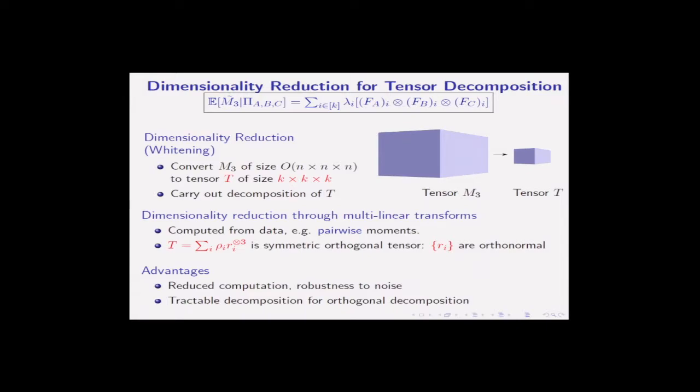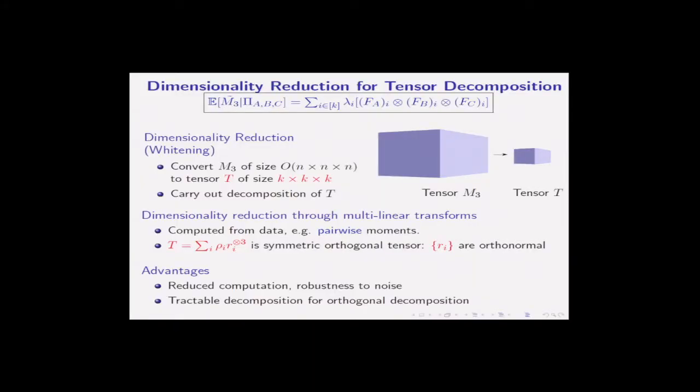Because this is a rank k tensor, I only need to do decomposition of a k cube tensor rather than an n cube tensor. And this is a very popular philosophy. Even for low rank matrix approximation, there are dimensionality reduction techniques which are much more efficient to carry out than doing exact SVD. This is a similar philosophy, but it's a bit more involved. We'll do dimensionality reduction based on data. For instance, we'll use pairwise moments, and we'll compute this transformation based on this information. What this allows us to do is not just reduce the dimension, but convert it into a tensor which is much more tractable.